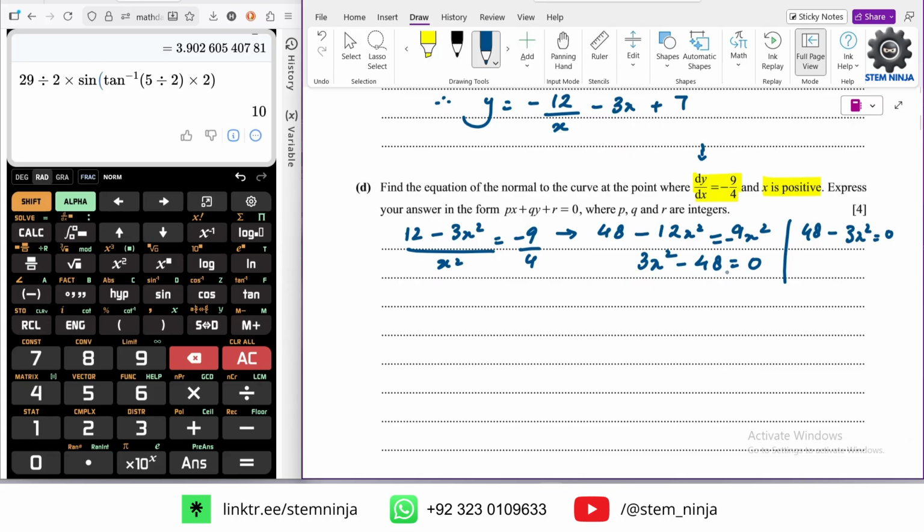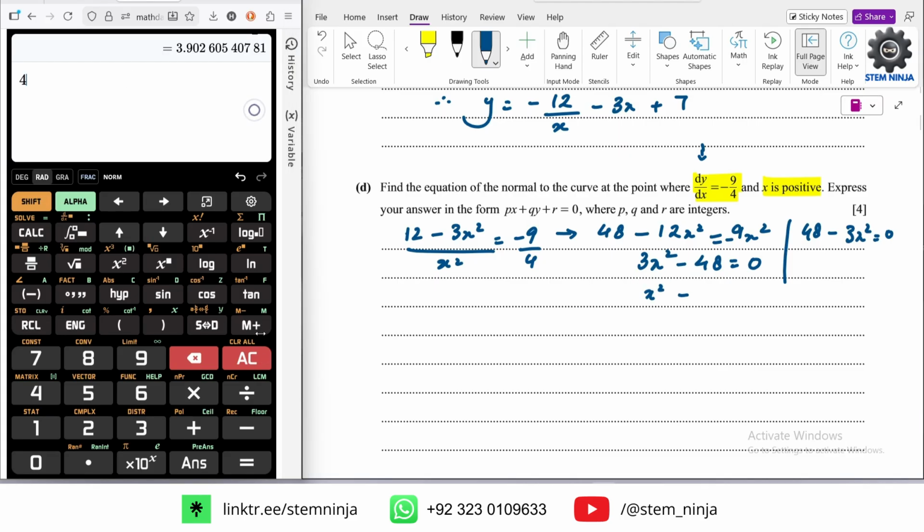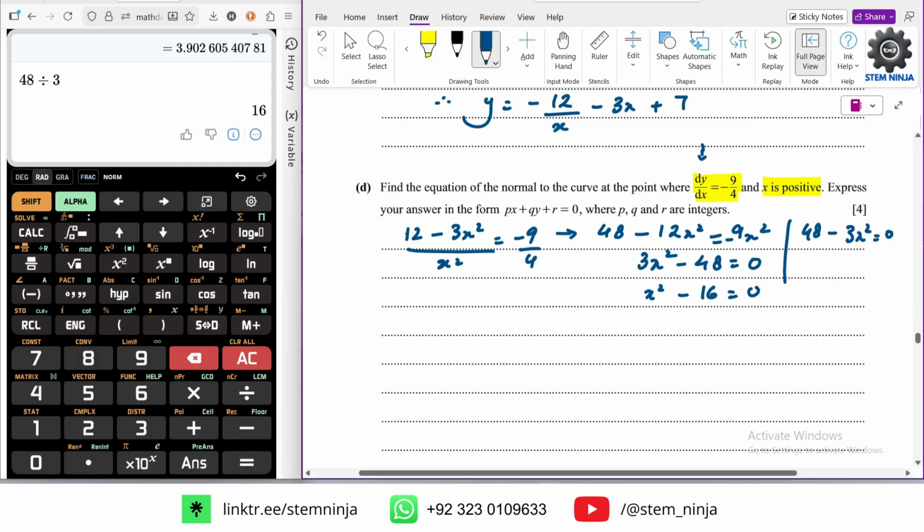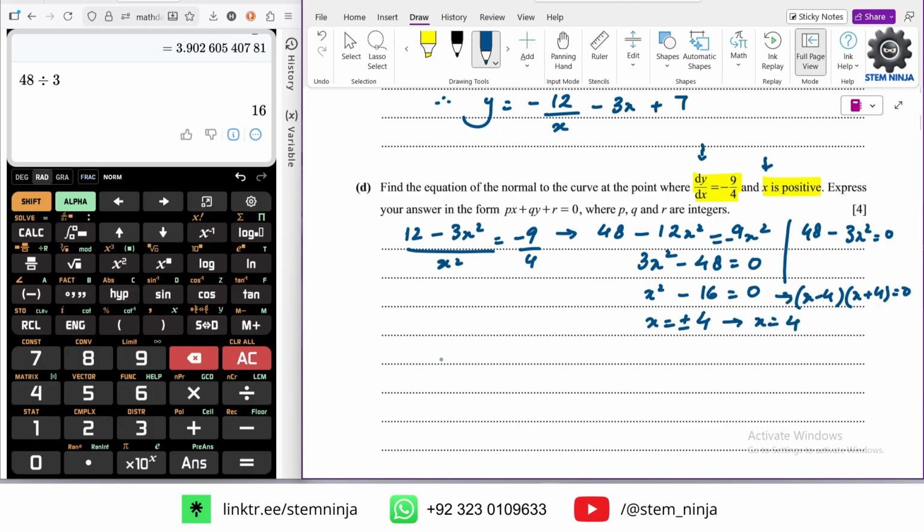However, as you can see, this is still divisible by 3, so this becomes this. And 48 divided by 3 is 16. And once again, you see x is equal to plus minus 4. Sorry, 4. Yes, x minus 4, x plus 4. Right? And x is positive, so therefore x is 4.